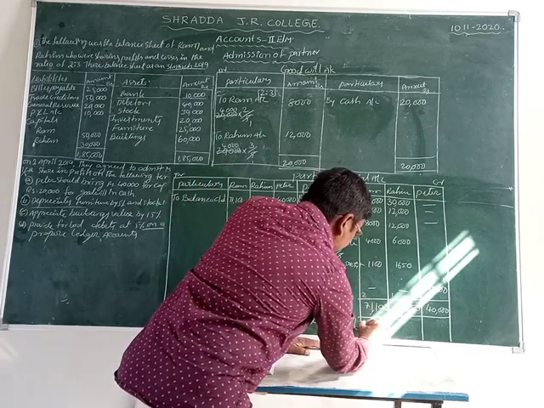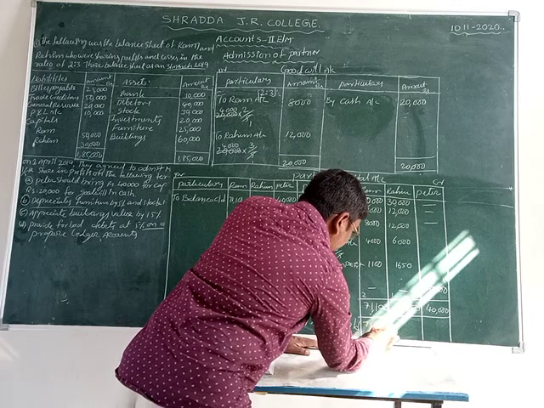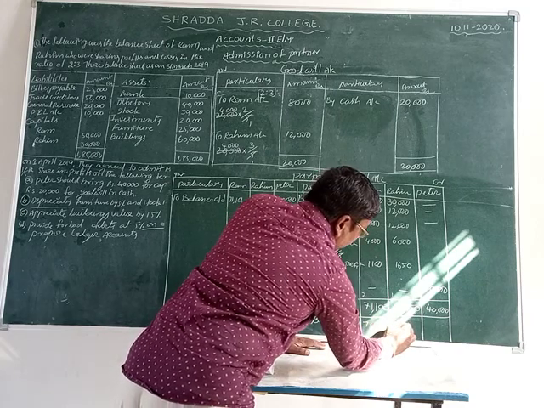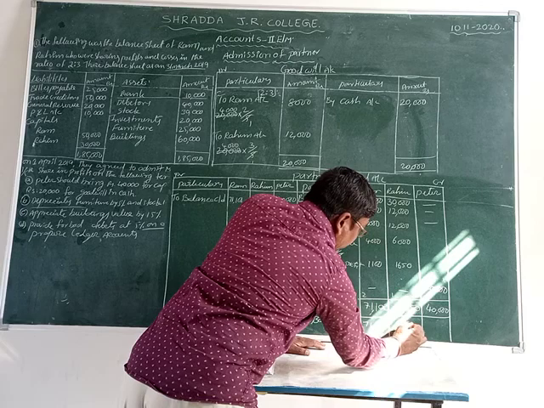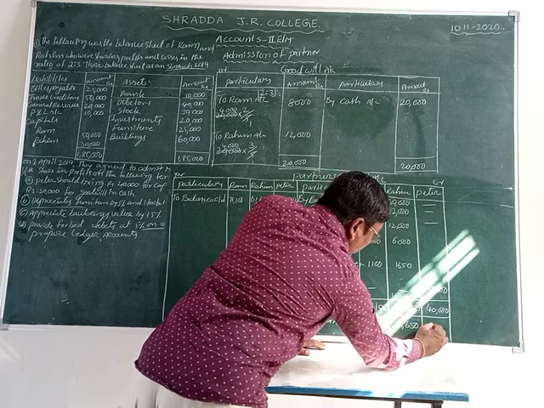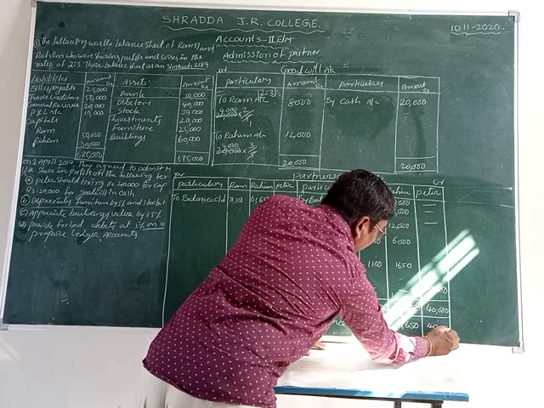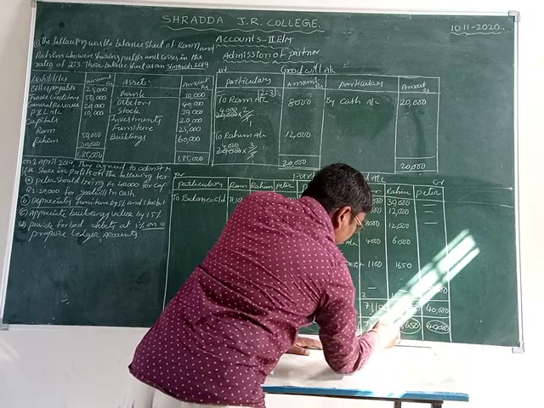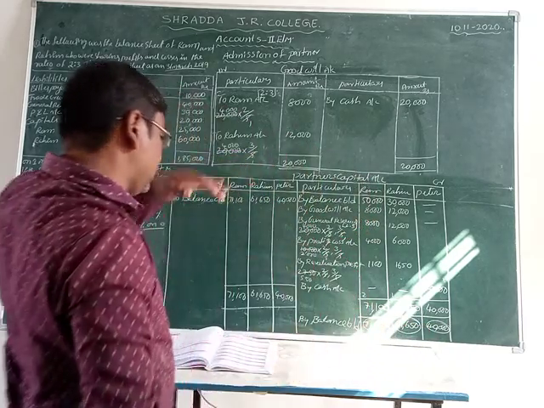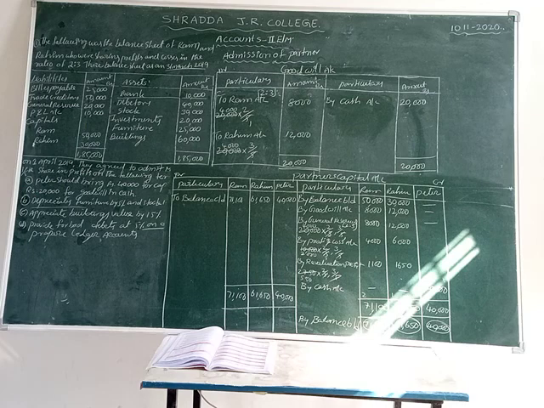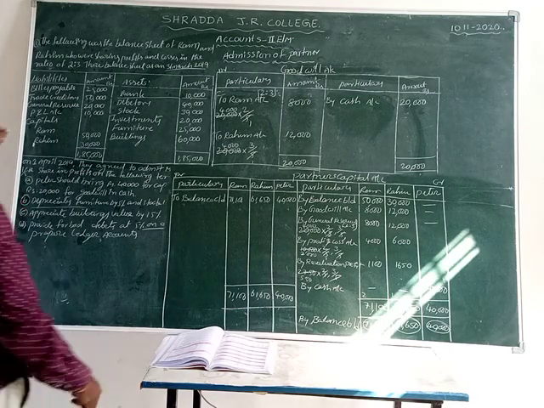So Ram's amount is 71,100, Rahim's amount is 61,650, and Peter's amount is 40,000. Okay? Ram, Rahim, Peter. So these rounded amounts we can take to the new balance sheet.